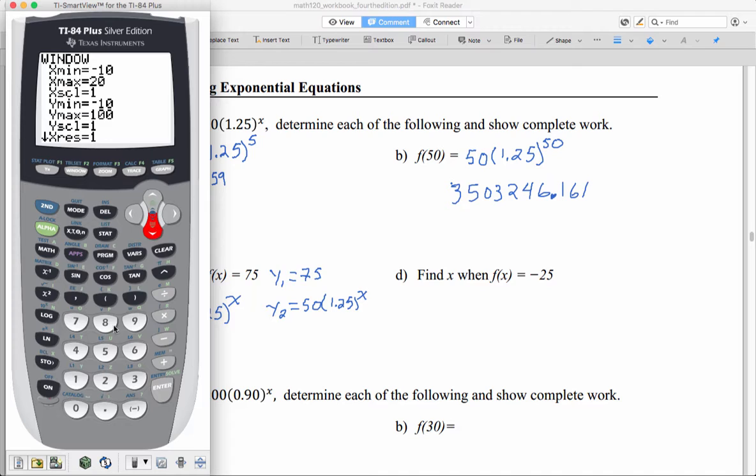We'll go back to negative 10 to 10. Turns out that would have been just fine. And let's change our y scale to 10 so we don't have that bold-faced y-axis. So once you get those window settings input, press graph.